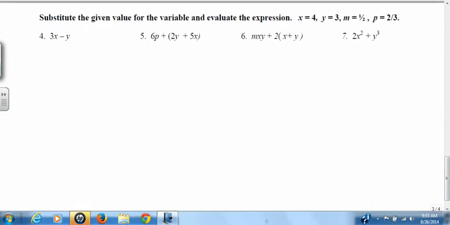Substitute the given value for the variable and evaluate the expression if x equals 4, y equals 3, m equals 1/2, p equals 2/3. Okay? Let's move on with one at a time. The first expression here is 3x minus y. Okay? Well, 3x. What is your x? 4. Your expression will be 3 times 4, right? Minus, what is my y? My y is 3. Minus 3. Okay? Let's find out what is that.